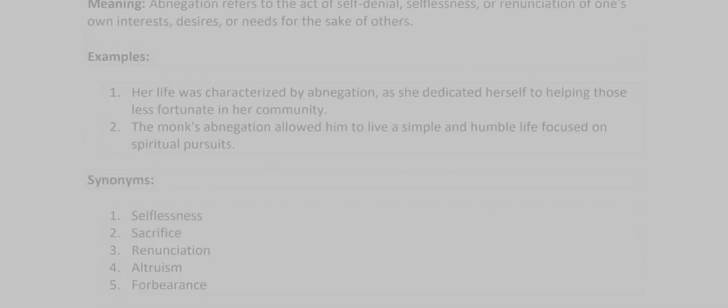Meaning: abnegation refers to the act of self-denial, selflessness, or renunciation of one's own interests, desires, or needs for the sake of others. Examples: 1. Her life was characterized by abnegation, as she dedicated herself to helping those less fortunate in her community. 2. The monk's abnegation allowed him to live a simple and humble life focused on spiritual pursuits.